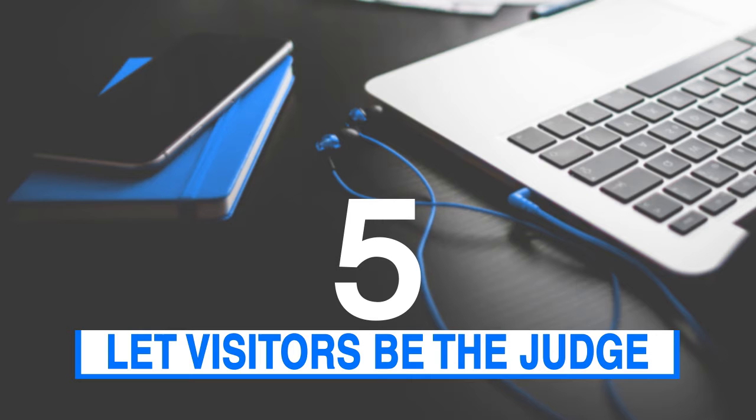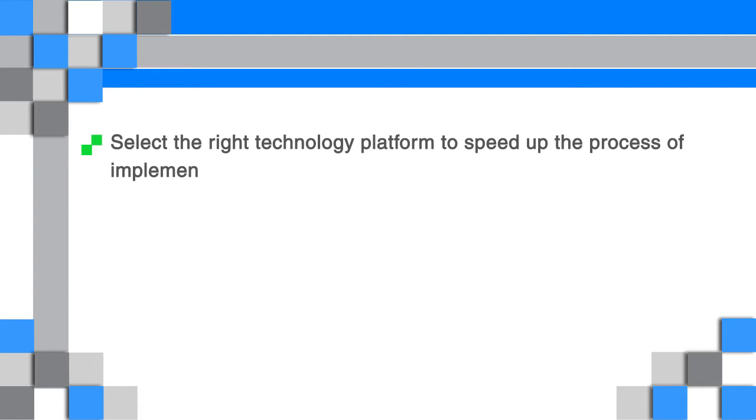Step number 5, let your visitors be the judge. Test your new designs, using A/B or multivariate testing software, and let your visitors tell you which design works better for them. Allow the testing software to validate your hypothesis. It is important to remember the following 3 principles when you are conducting your tests. First, select the right technology platform to speed up the process of implementing the test. Technology should never be a burden or a hurdle that you have to think about when you are conducting testing.